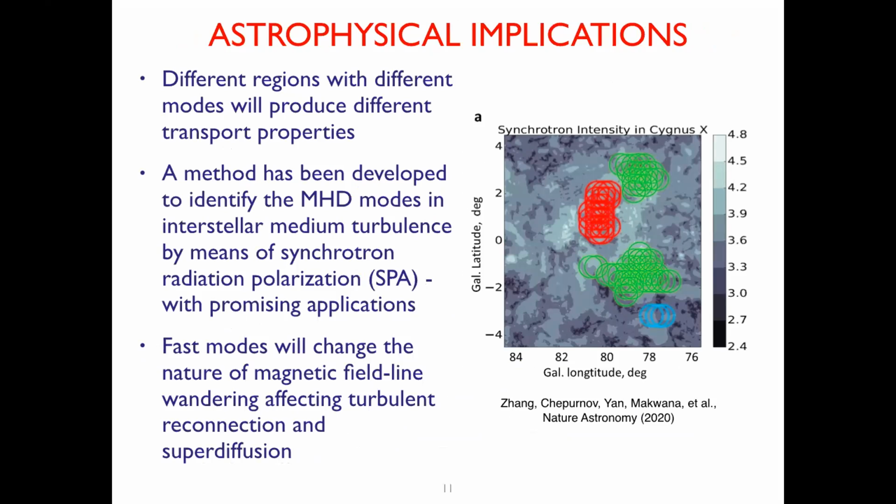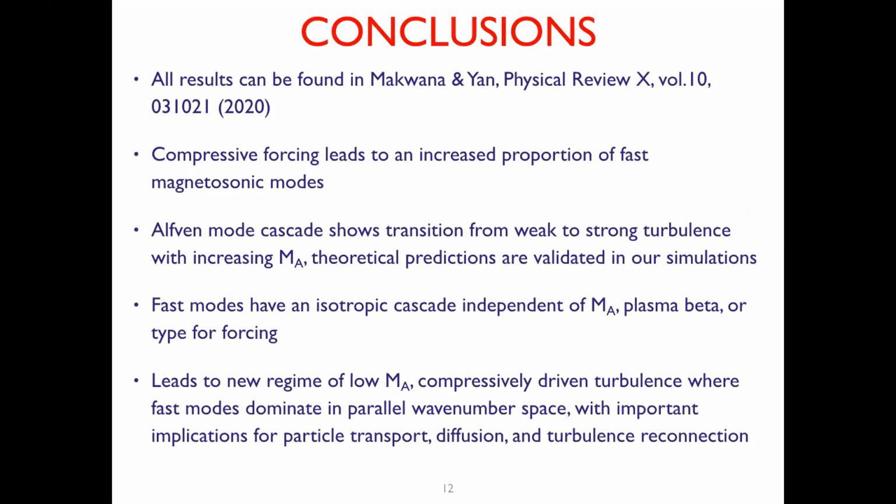Using this, a colleague of mine was able to identify these modes in interstellar medium turbulence. That is shown on the right-hand side figure. The red regions are regions where we believe there are fast modes, and the green regions are regions where we believe there is alpha mode turbulence. So that's my conclusions. This work is published in PRX this year, so you can find it there. The new thing we found is that compressive driving leads to a larger proportion of fast modes, and these fast modes have very different properties from alpha modes. So it gives rise to a different kind of turbulence.